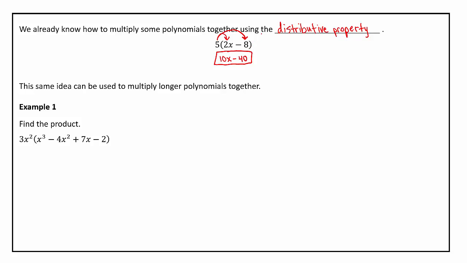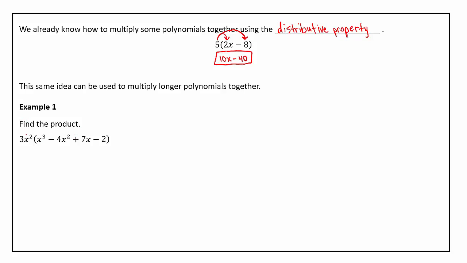That's something that we've done before, probably at this point. So we're going to use the same idea to multiply longer polynomials together, and this is where it may seem a little bit more challenging or unfamiliar. On this first example, we want to find the product. We've got 3x squared on the outside. That's a monomial because there's only one term on the outside. And on the inside, we've got 4 terms. We don't have a special name for 4 terms, we just call it a polynomial. So we're doing a monomial times a polynomial that has 4 terms.